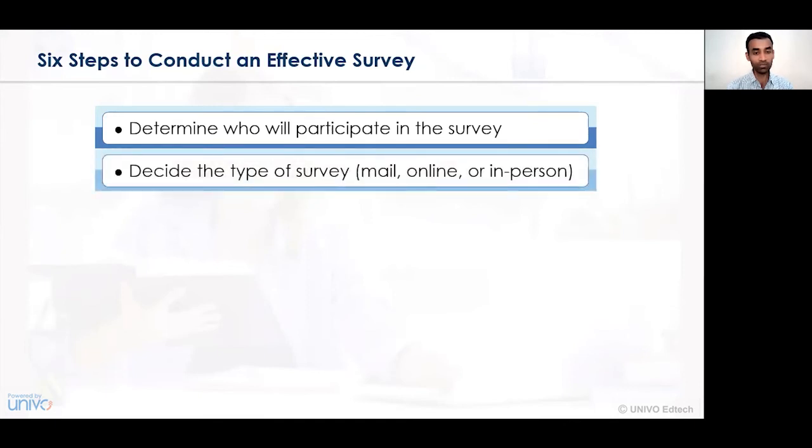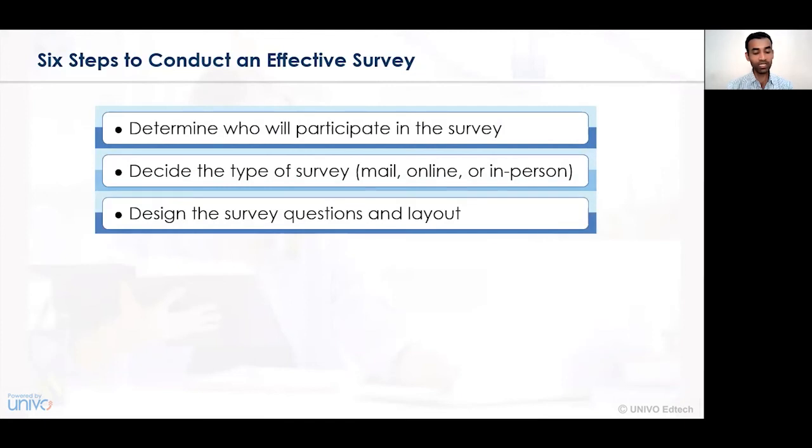Deciding the type of survey. So what type of survey will be undertaken and how it will be shared with the people or with the individuals, whether through an email, through an online mode, or in person. That is, it will be forwarded in the form of a questionnaire on an email, or an online web portal based survey can be undertaken, or by meeting customers one-on-one, the satisfaction survey can be conducted.